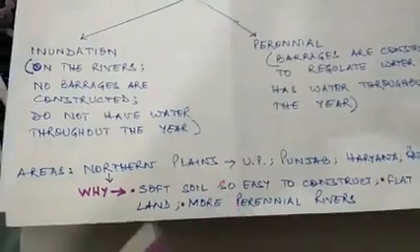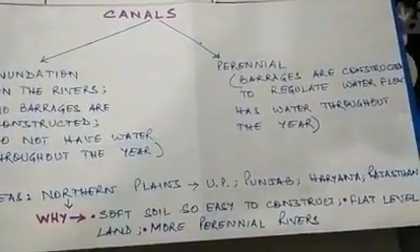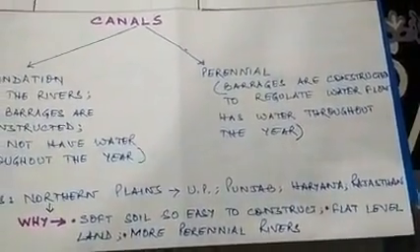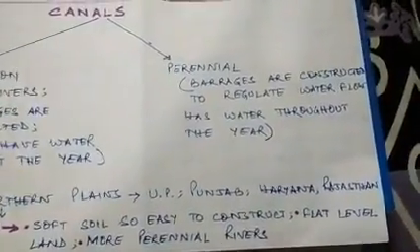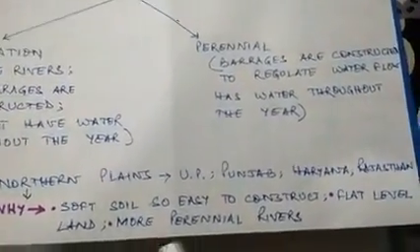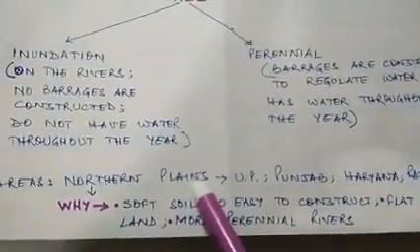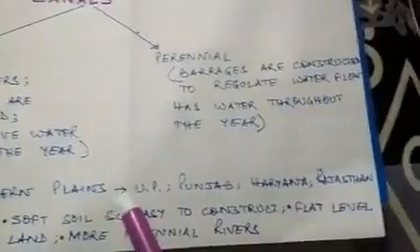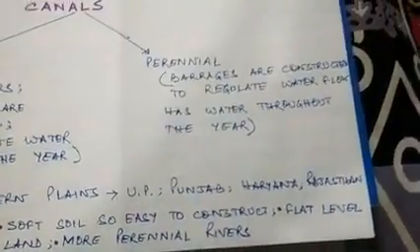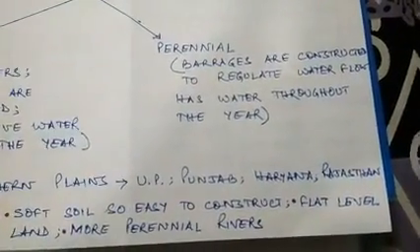Areas: northern plains. They are not seen in the southern part of India, the Deccan part. Why are they not seen in the Deccan? Because the northern plains have soft soil, so it is easy to dig canals. The land of the northern plain is flat and level, and more perennial rivers are there. Among the northern plains, the areas are UP, Punjab, Haryana, Rajasthan. Rajasthan may sound strange, but one of Asia's longest canals is in Rajasthan, the Indira Gandhi Canal. In the next clipping, we will be doing the remaining part of the chapter.